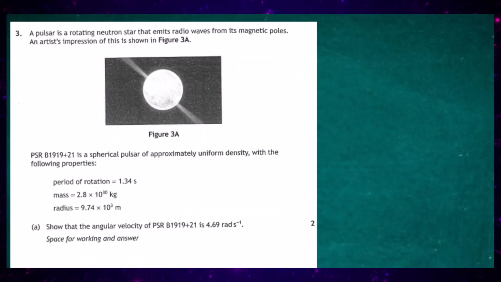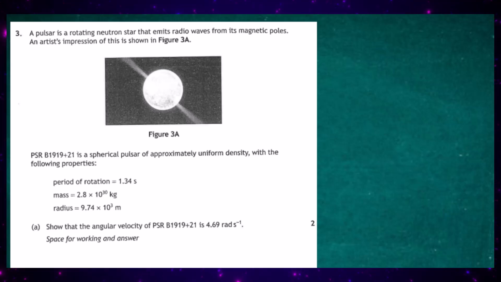Question 3 from the 2025 Advanced Higher Physics Examination from the SQA. A pulsar is a rotating neutron star that emits radio waves with its magnetic poles. An artist's impression of this is shown in the diagram, figure 3a. Now, PSR B1919+21 is a spherical pulsar of approximately uniform density with the following properties.